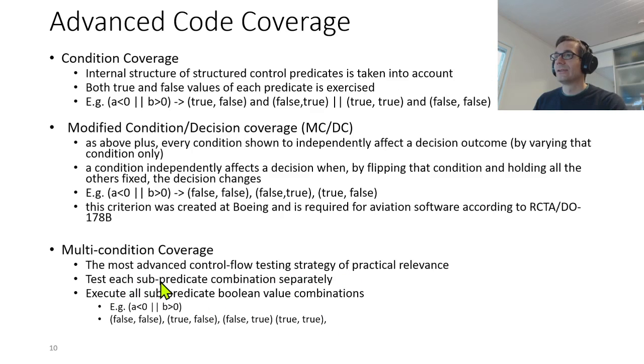It tests each sub-predicate combination separately. So you execute all the sub-predicate Boolean value combinations. So for this A less than 0, B greater than 0 example, we would need 4 test cases. So we would need to test each predicate as separate, but also their combinations. So we need false-false, true-false, false-true, and true-true.